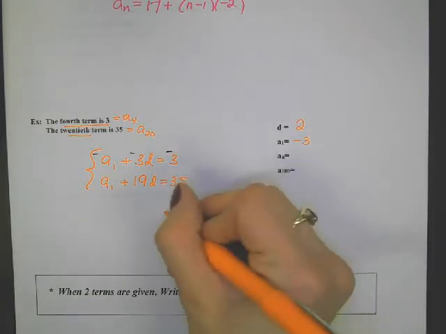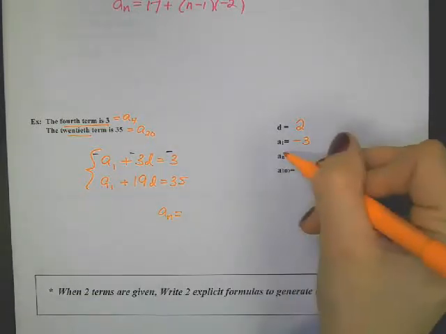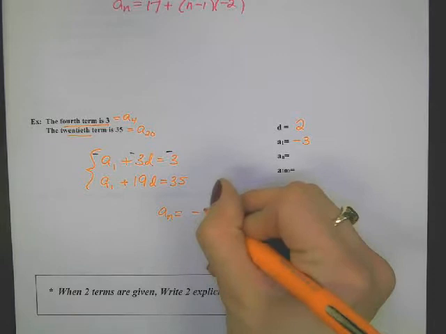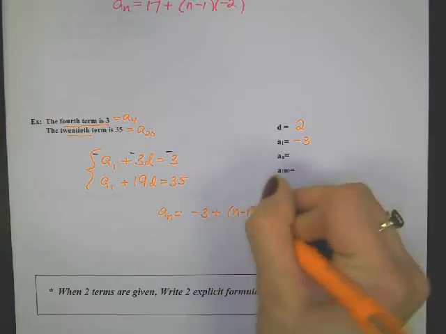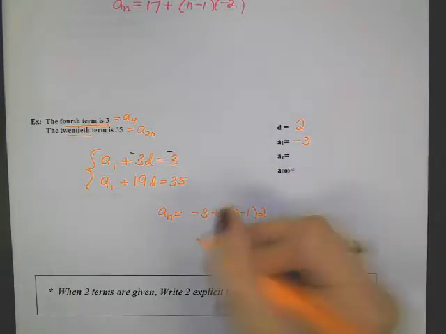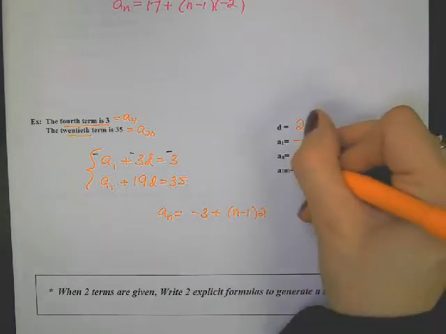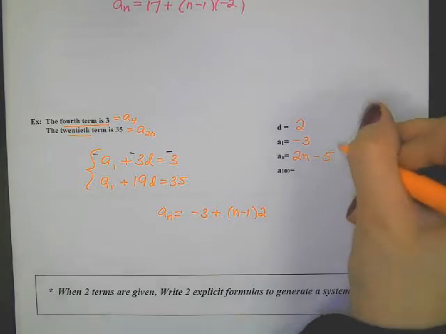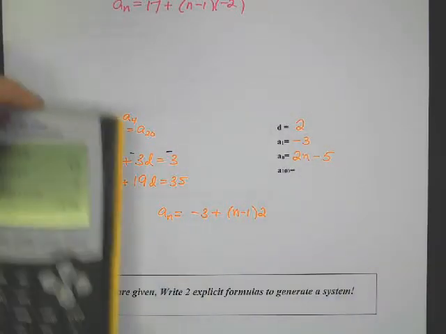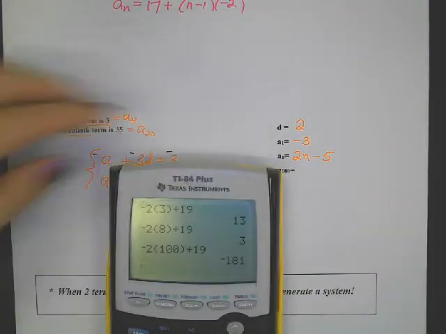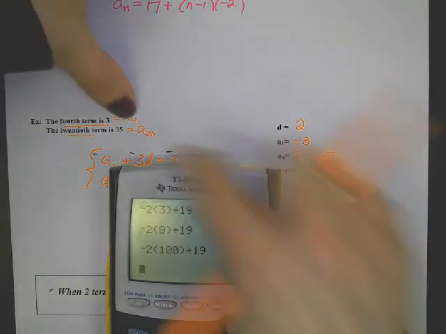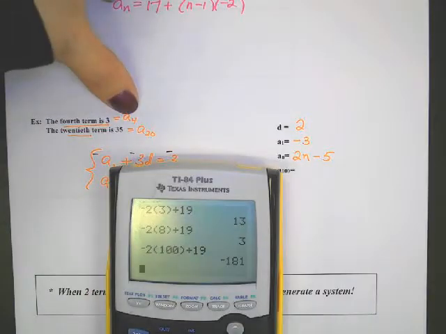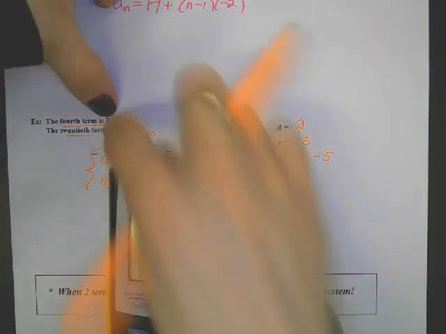Okay, now it's time to write a formula, a sub n. How do you write a formula? You always start in the beginning: negative 3 plus n minus 1 times d, which is 2. So the simplified formula would be 2n minus 5. I'm going to see if that is indeed correct. So let's see if our formula for the fourth term comes out right. Let's do 2 times 4 minus 5. Oh, good, it made the fourth term.